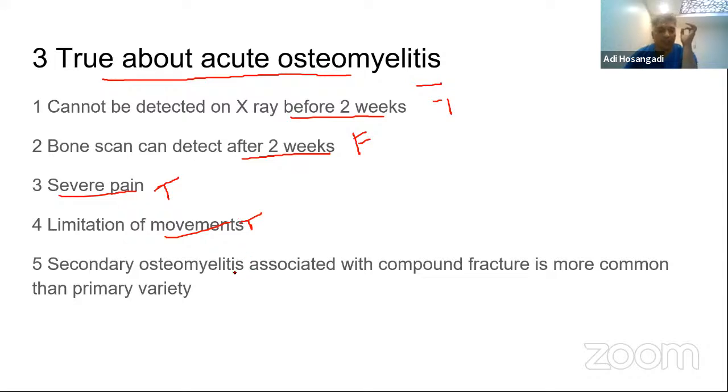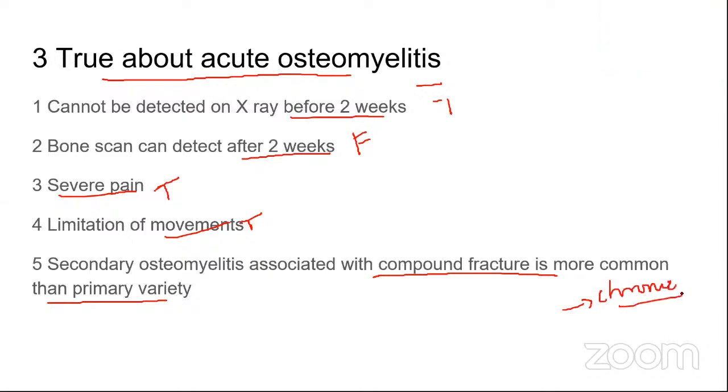True. Secondary osteomyelitis is associated with compound fracture. Right or wrong? Read the question very carefully. Secondary osteomyelitis associated with compound fracture. Compound fracture can also cause osteomyelitis, isn't it? Is that more common, or is primary hematogenous osteomyelitis going to chronic more common? Primary hematogenous osteomyelitis becoming chronic is more common. Okay, so you know for sure the answers now.